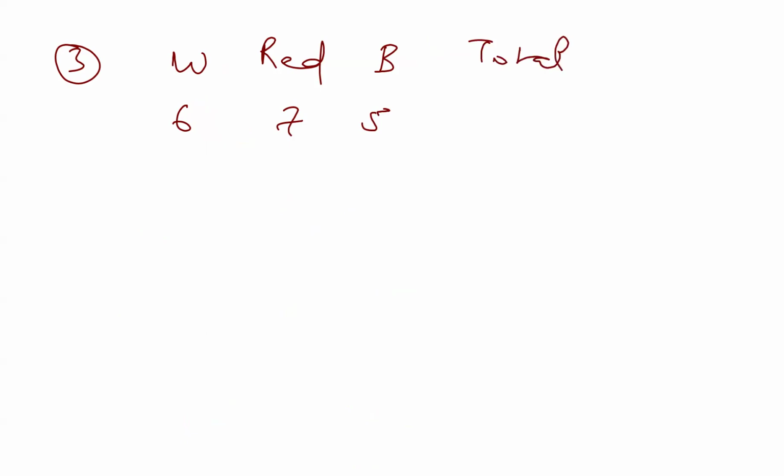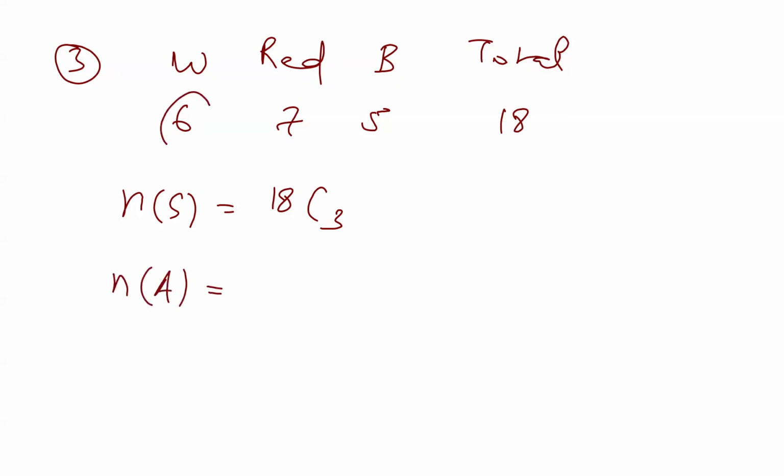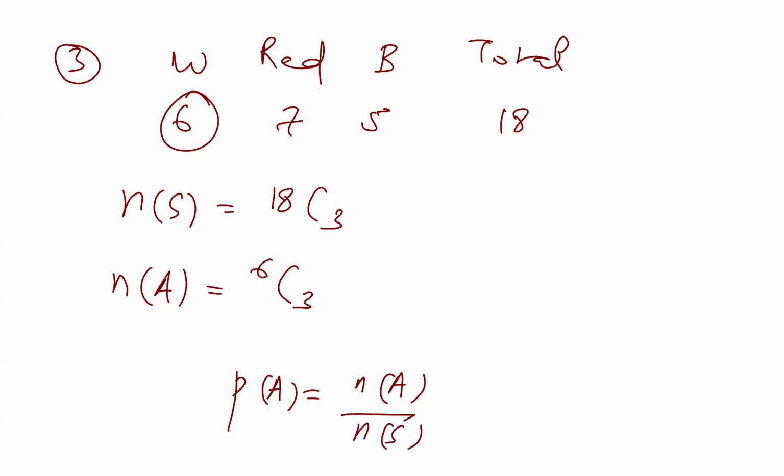Okay, third problem, question number 3. A bag contains 6 white, 7 red, and 5 black balls. So white are 6, red are 7, and black are 5. So this is a total of 18 balls. 3 balls are drawn at random. So n of S is equal to 18C3, selection of 3 balls out of the total 18. Now the event is to find the probability that all will be white. So n of A is the event of getting all 3 white, so 3 white from 6 white balls. So that is 6C3. So P of A will be n of A upon n of S.